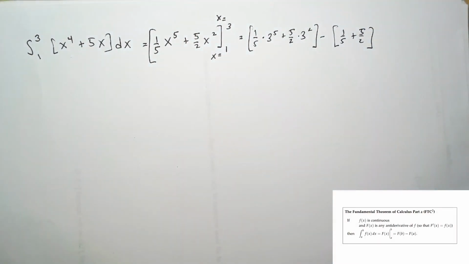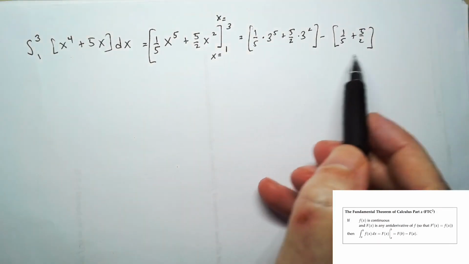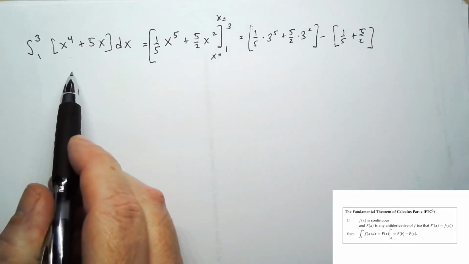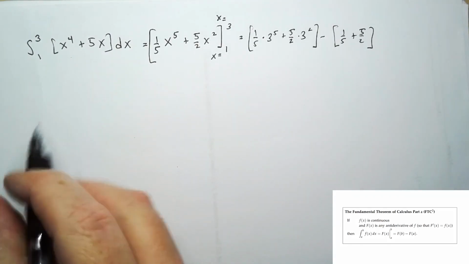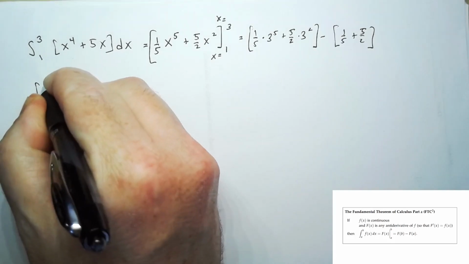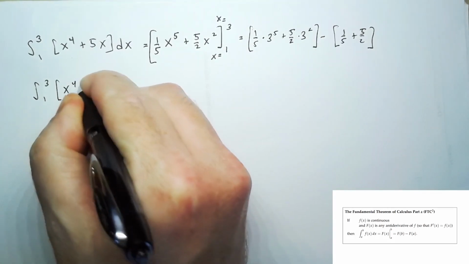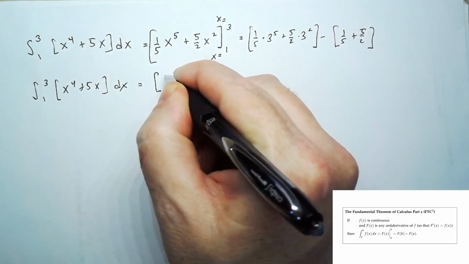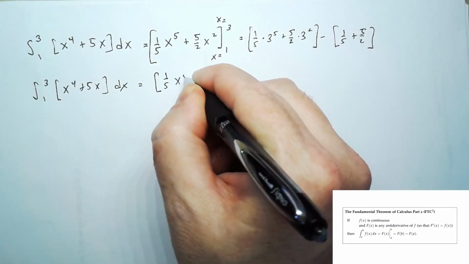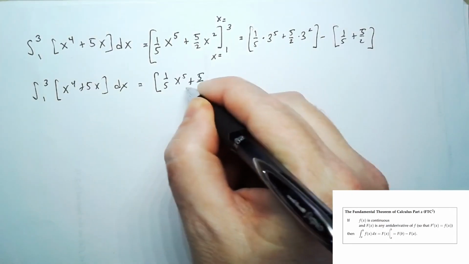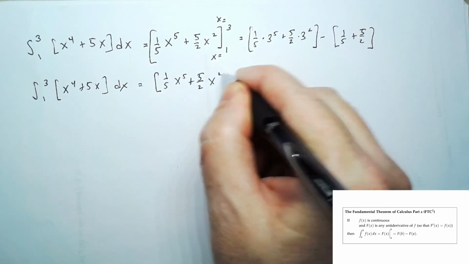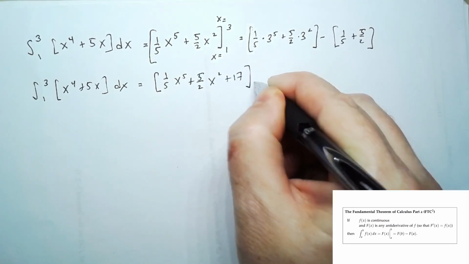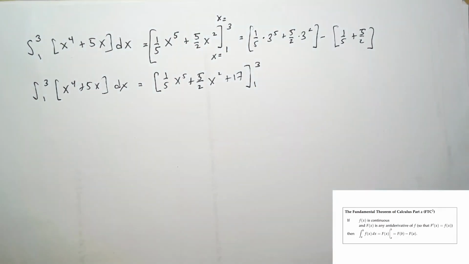I'll let you simplify that if you want, but this is our numerical answer for the definite integral. If instead I had chosen an antiderivative of 1/5 x to the 5th plus 5/2 x squared plus 17, what would happen now?